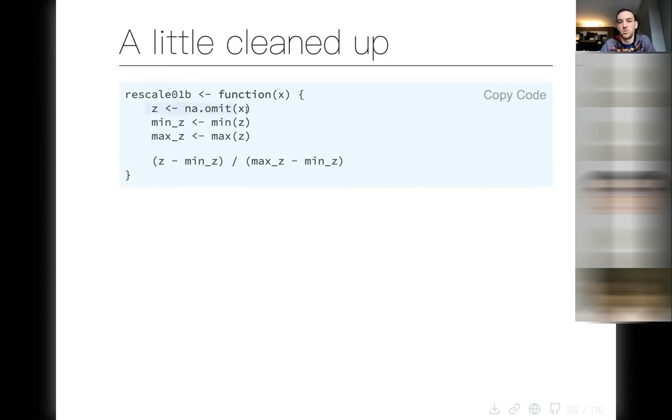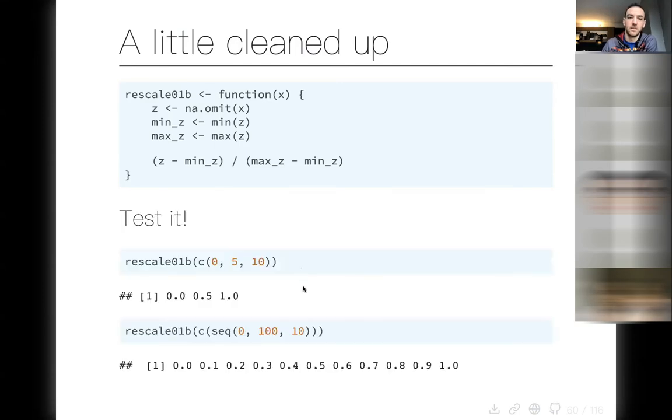We're going to first just remove all the missing data from X, and I'm calling it Z this time. Okay, so X is the formal argument, but now I'm creating a new object within that function, which I'm referring to as Z. So I remove missing data from it, and then I compute the min and the max of Z. Okay, and then I can just say Z minus the min of Z divided by the max of Z minus the min of Z. Okay, we can test it and it works just the same.